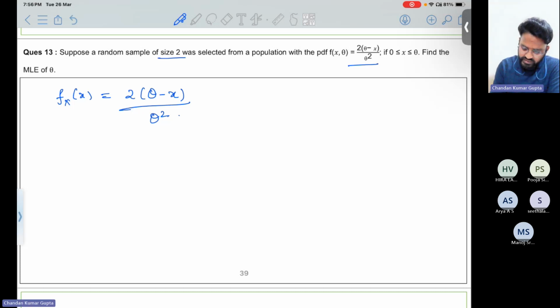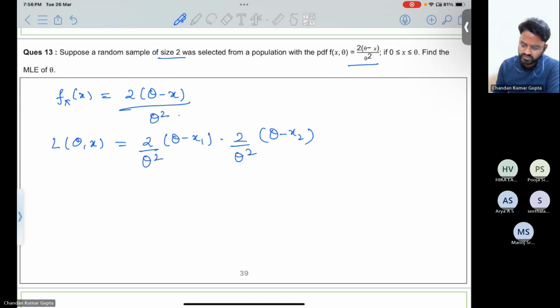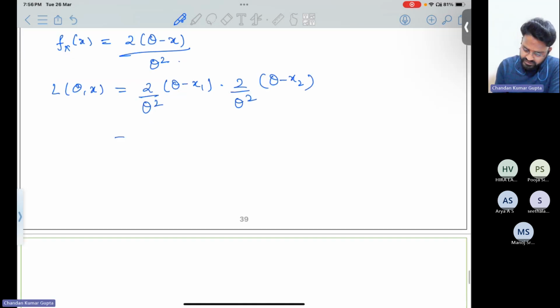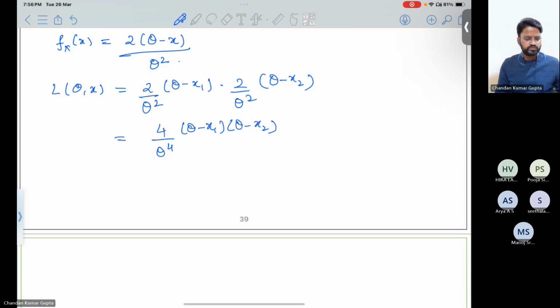Since we have a sample of size 2, our likelihood function will be twice theta square, theta minus x1, into twice theta square, theta minus x2. It is written like 4 upon theta to the power 4, theta minus x1, theta minus x2. To this point, it is clear.